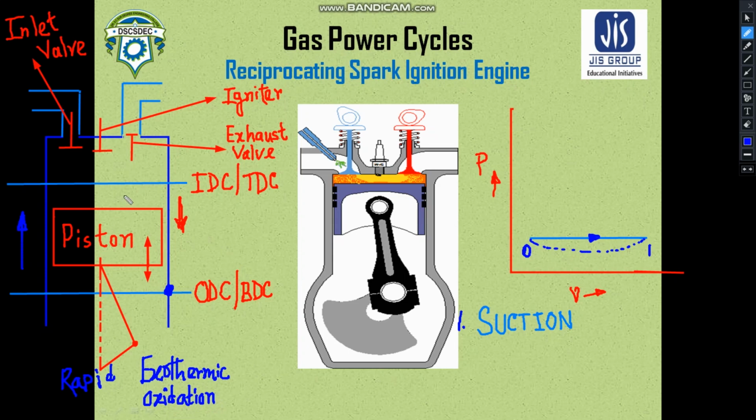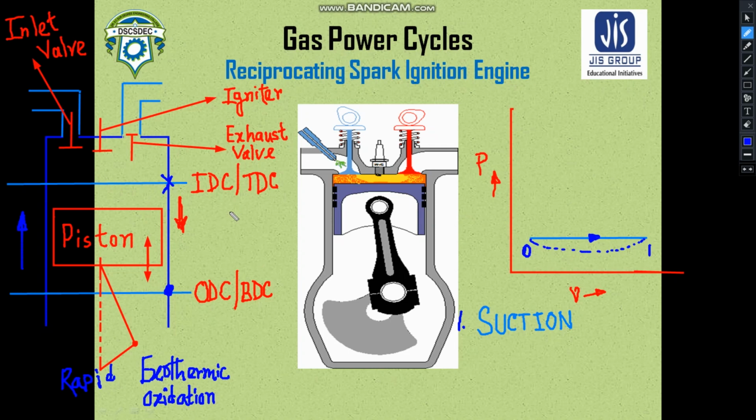Now what will happen? The piston is now at TDC. The piston has compressed the air fuel mixture, and the igniter has provided the necessary ignition to it. So the chemical reaction has started. The thermal energy is being generated now, and the piston is at TDC. Then what will happen?